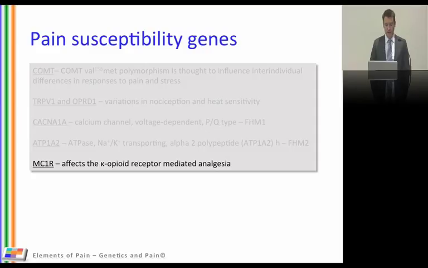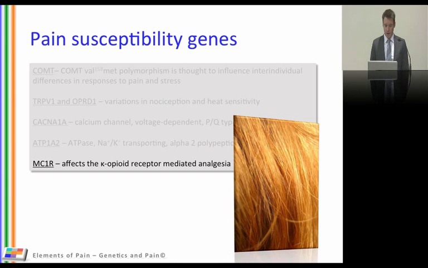And the MC1R gene, so the melanocortin receptor gene, is associated with abnormalities in the kappa opioid receptor, so kappa opioid receptor mediated analgesia, and this is the focus of quite a lot of research at present. And of course the MC1R gene also carries the color for hair, so red hair, so there's an association with changes in susceptibility and possibly hair color as well, pain susceptibility that is, so a lot of focus of attention at the moment.